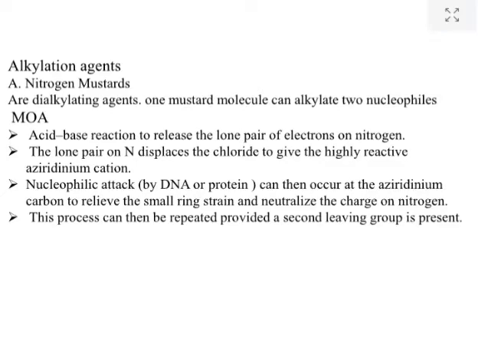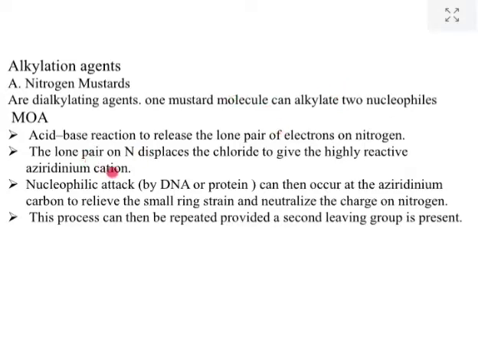Nitrogen mustards are dialkylating agents, because you can see they have two chloroethyl groups. One mustard molecule can alkylate two nucleophiles because, as we are going to see, it has two electrophilic centers. Therefore it can do either interstrand alkylation or intrastrand alkylation. Inter is where two different DNA strands are joined together. Intra is where, within the same strand, you pick one guanine and join it with another guanine. Therefore, of course, you still have interference with replication.